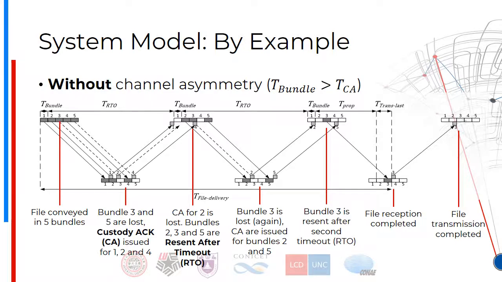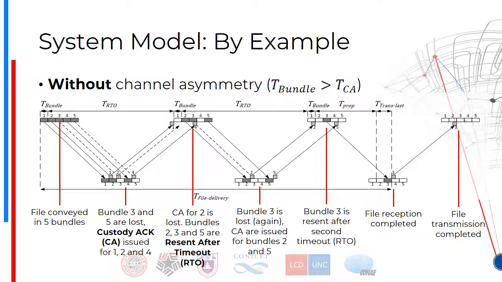So let's take a look at an example to start understanding how the system model can actually be derived. This is a possible file transfer between two nodes that basically uses 5 bundles in order to transfer this file to the destination. On the first step here on the left, these 5 bundles are transmitted, and bundles 3 and 5 are lost on the way because of the unreliable channel or channel error rates. This means that the custody acknowledgement from the destination node is going to be issued only for bundles 1, 2, and 4.